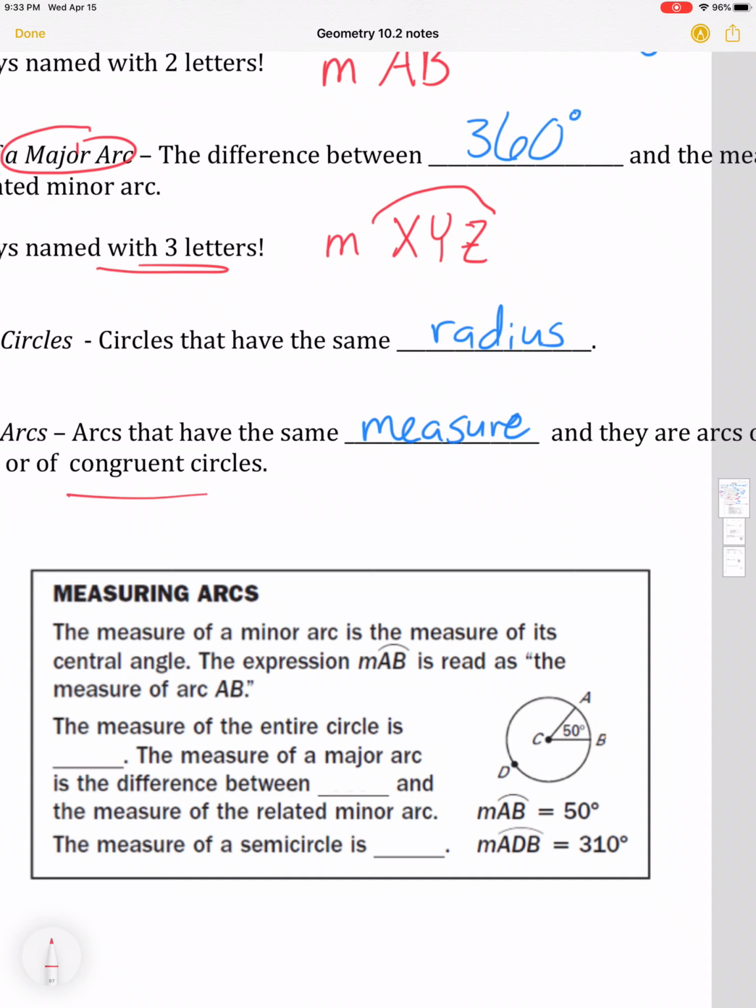So the measure of the entire circle is 360, which many of you probably already knew. And the measure of a major arc is the difference between 360 and the measure of the related minor arc. So the measure of a semicircle is half of 360, so 180.